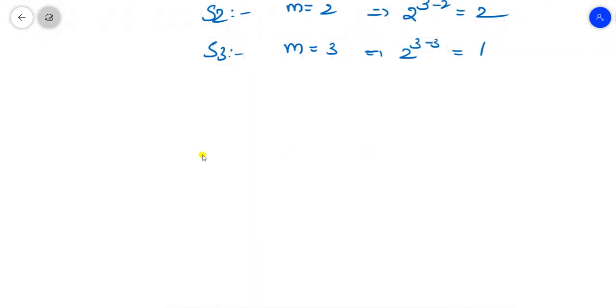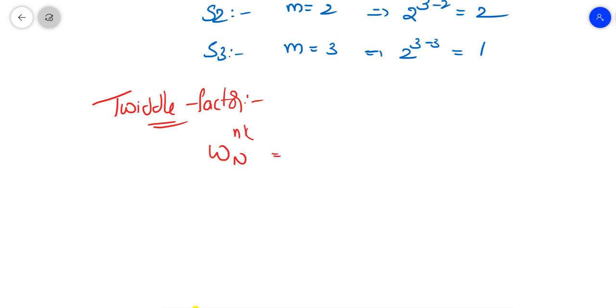Now the most important step is the twiddle factor. How to determine it? Basically, the twiddle factor is represented as W_N^k, which is nothing but e to the power of minus j 2 pi by N into k sample. Generally, W_N^k is equal to e to the power of minus j 2 pi k by N.